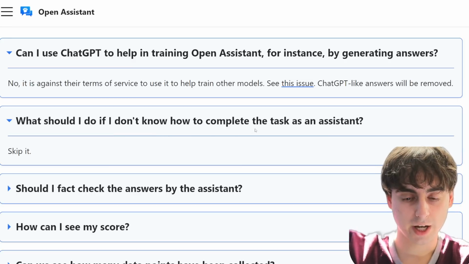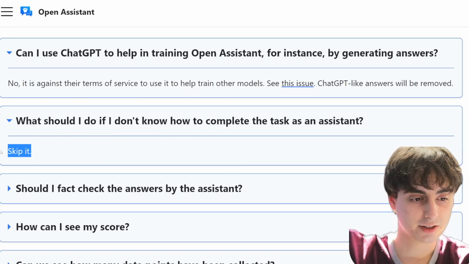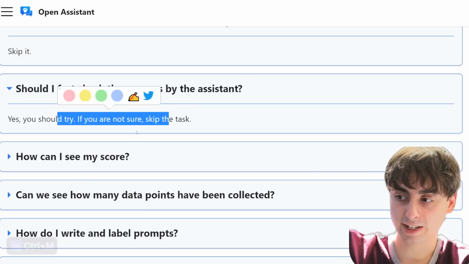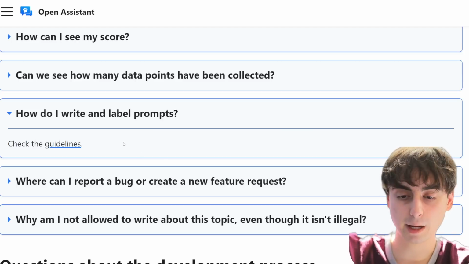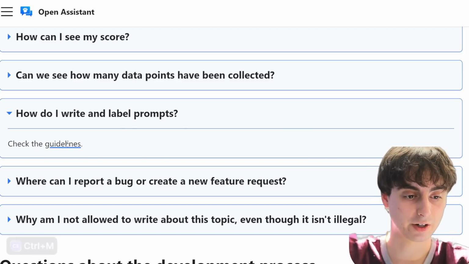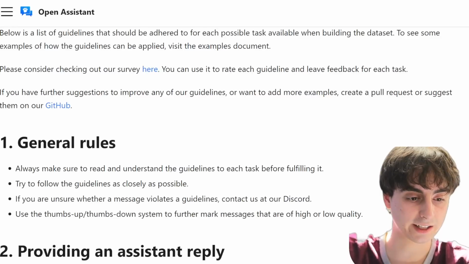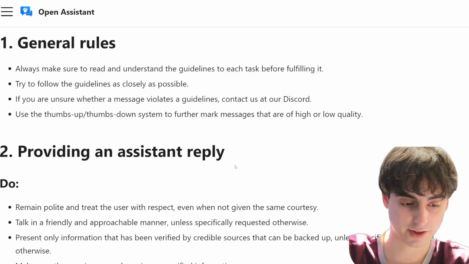What should I do if I don't know how to complete the task as an assistant? You skip it. You should try to fact check your answers before training the assistant. Writing and labeling prompts can be found in their guidelines over here. So they have a whole guidelines on how to train this thing properly.